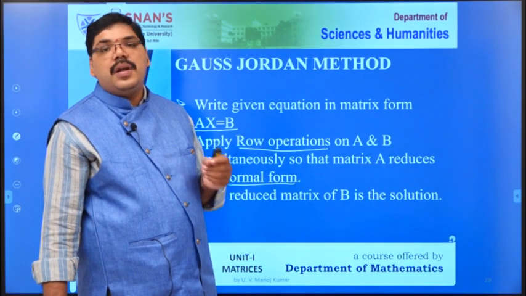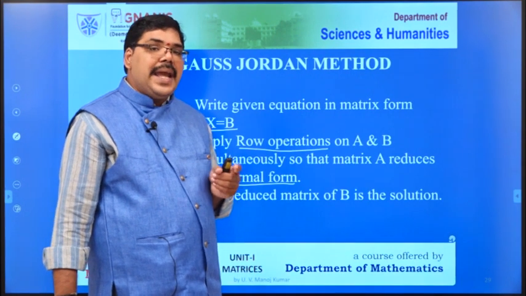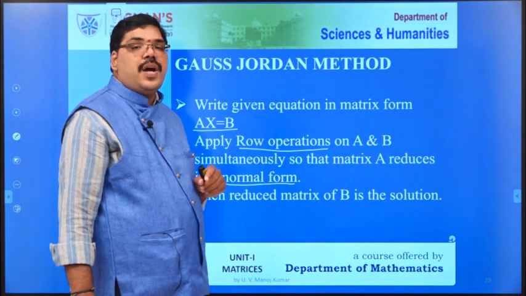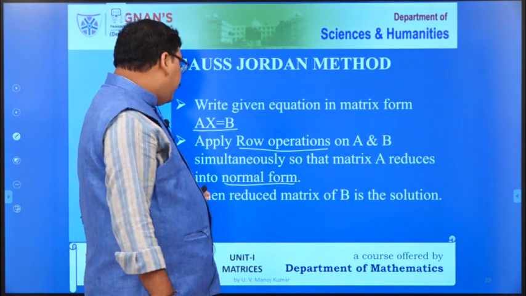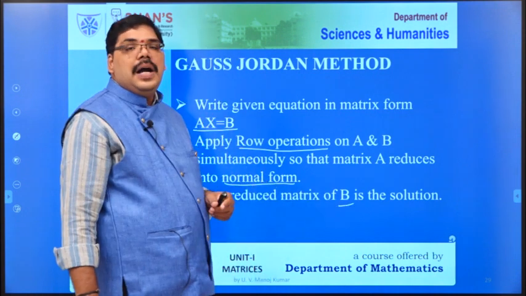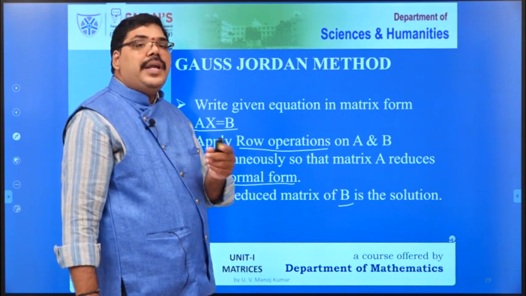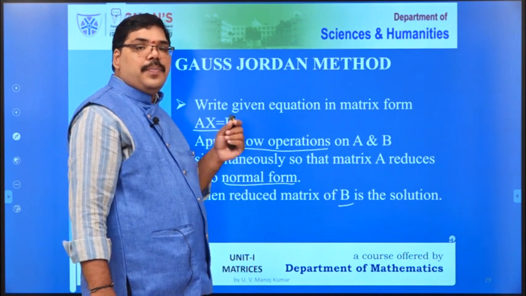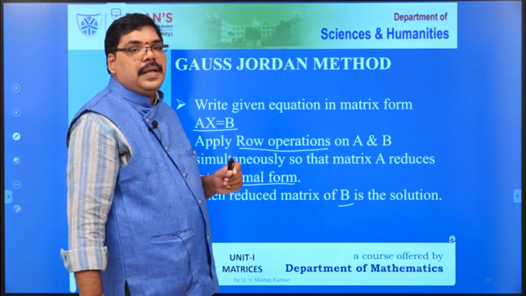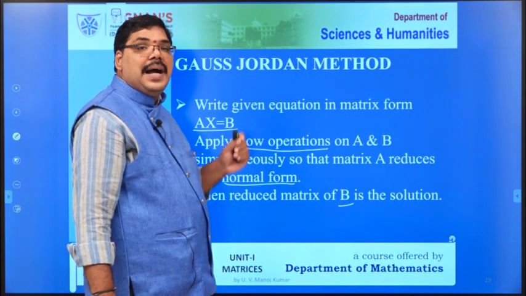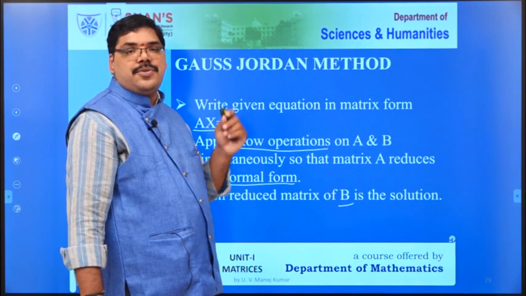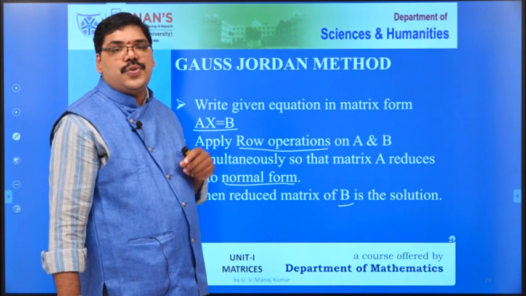In Gauss-Jordan method, we are reducing matrix A into normal form. So, we have to reduce the given matrix into normal form, and then the reduced matrix of B itself is the solution. What is the advantage here? No need of back substitution. When you are applying operations on A, you are applying the same row operations on B. A reduces to normal form and B becomes the solution. So we don't need to back substitute again. This is the advantage of Gauss-Jordan method.